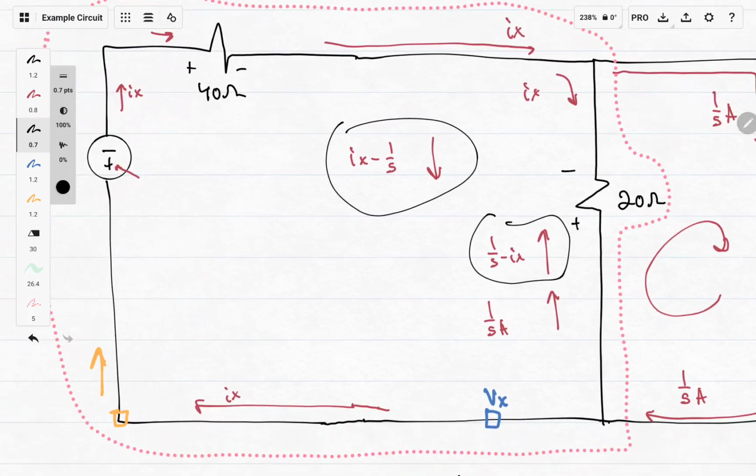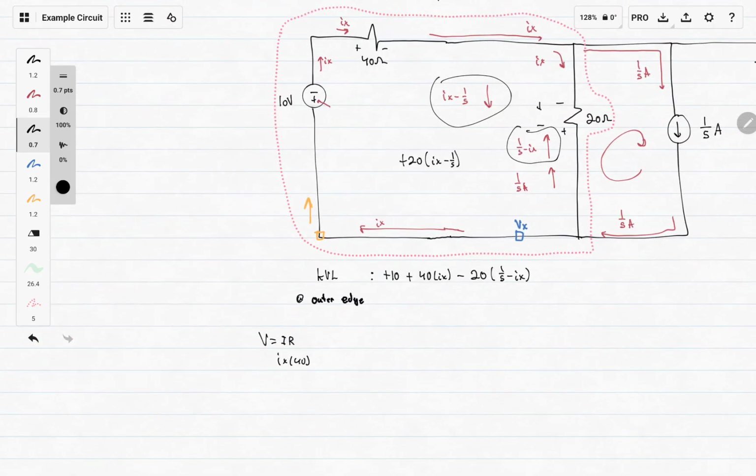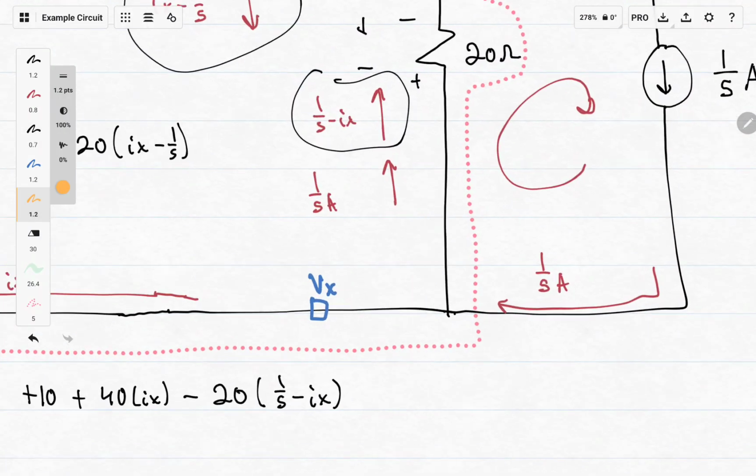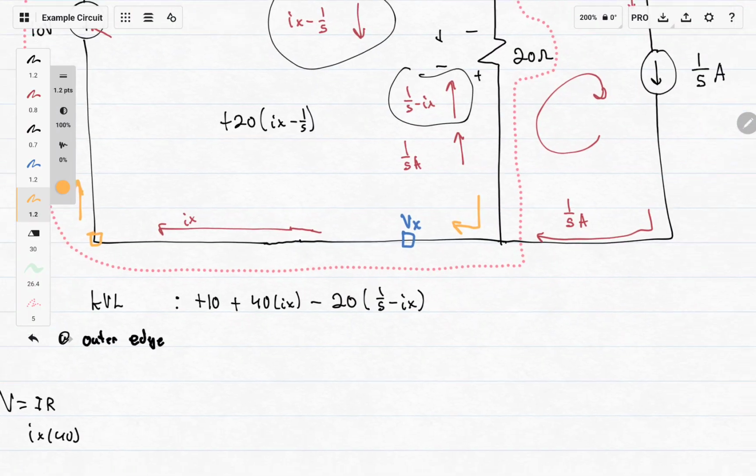You could also just do, if you're doing it this way, it'd be plus to minus. So that'd be plus 20 times Ix minus 1/5. I mean, there's not much of a difference, so it doesn't really matter. But as you continue, you go to the left here. And because you still can't go through the current source, you get back to where you started, and that's your equation.